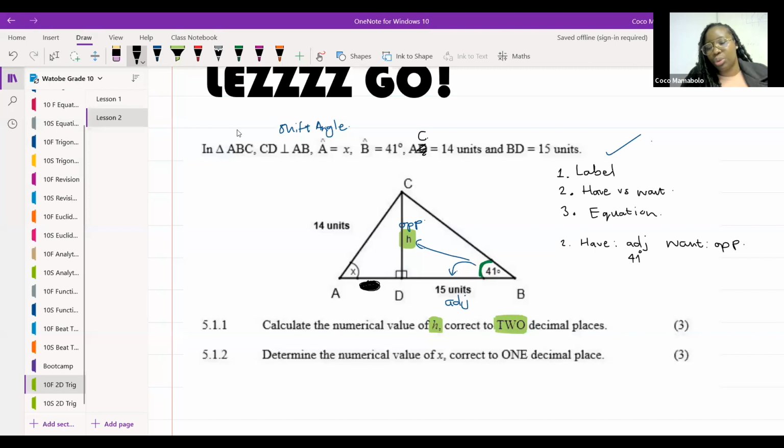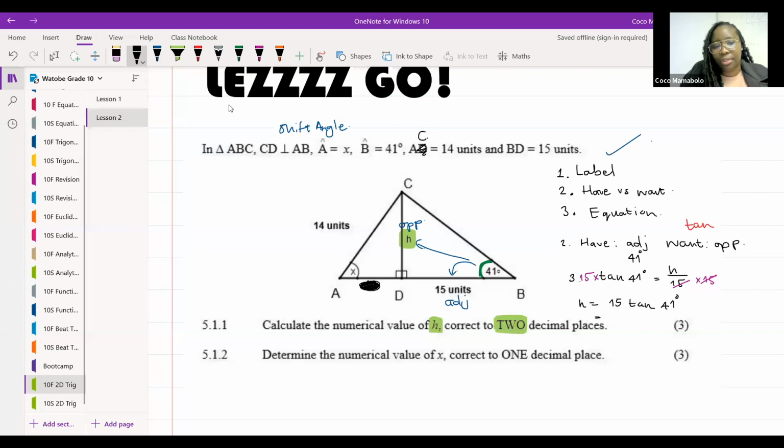So what are we going to use? We're going to use tan. Excellent. Now, give me an equation. My equation is going to be tan 41 equals h over 15. Good. Next step. And then on both sides, I'm going to times it with 15. Good. Multiply both sides. Therefore, my h will be equal to 15 times tan 41, which is how much?